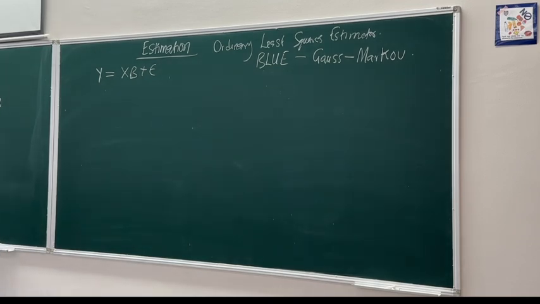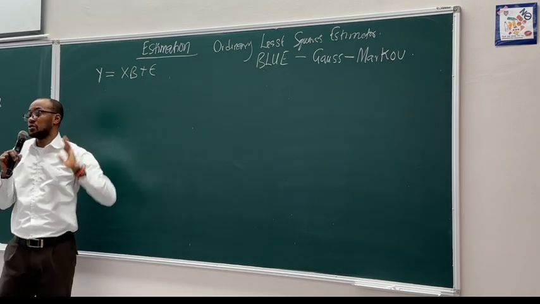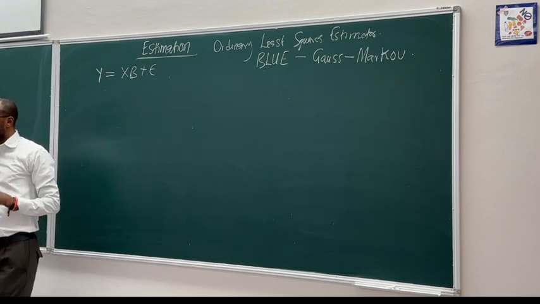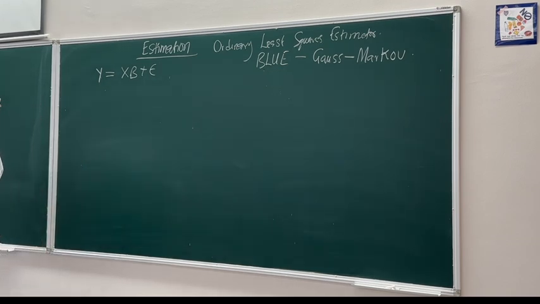Alright, so we have it. The best linear unbiased estimator of these parameters is the OLS estimator, or the ordinary least square estimator. So how do we find the OLS estimator? That is what we need to consider. The OLS estimator of the regression parameter B is obtained by minimizing the sum of square error. Okay, that is how we obtain the OLS estimator.